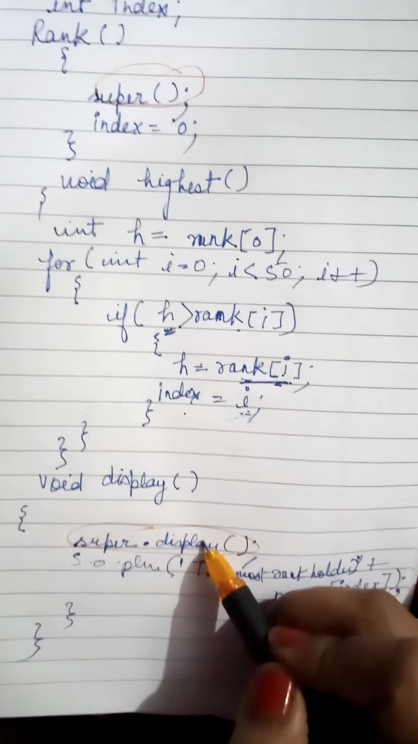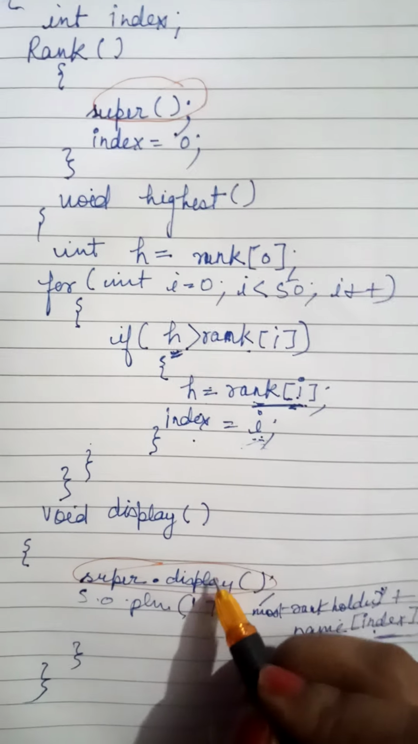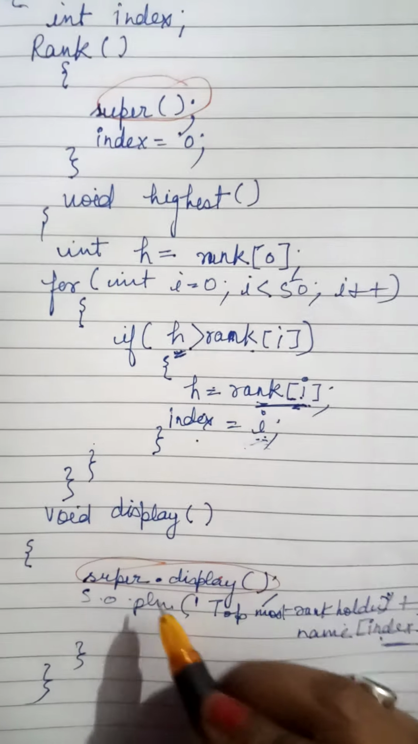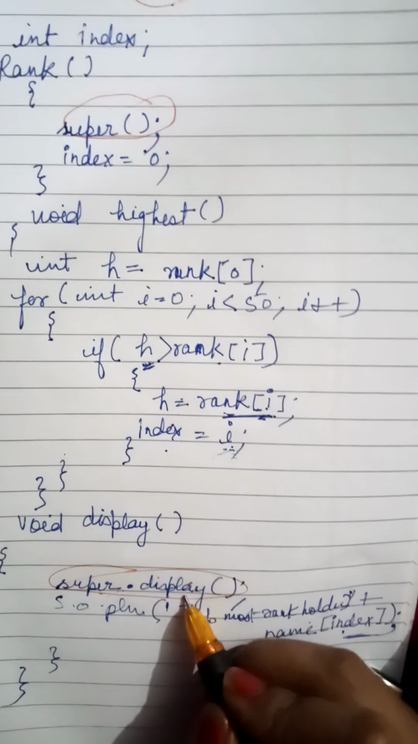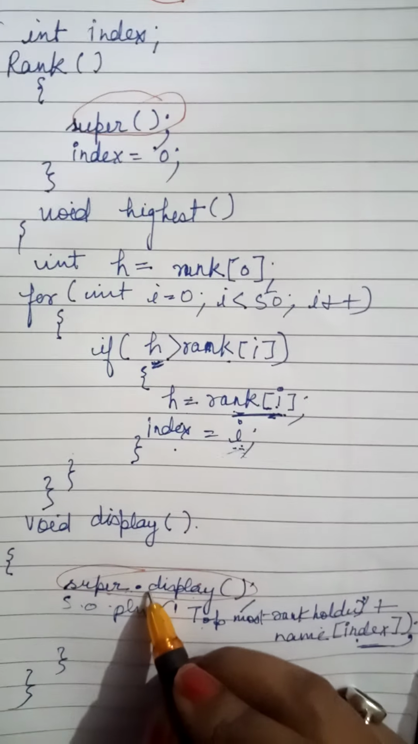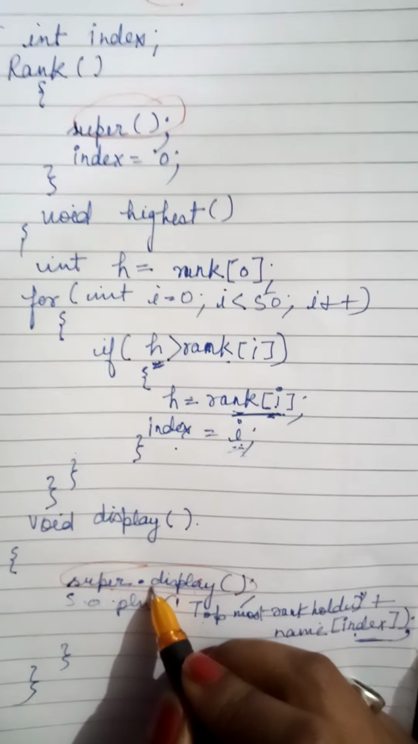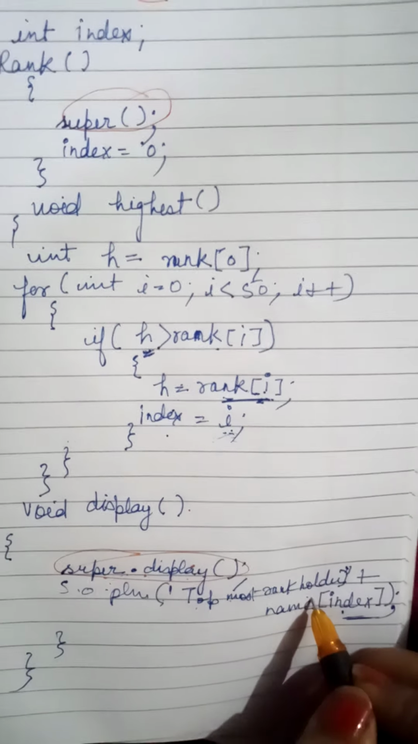Now we have to display all the names and ranks. That's why we have called the display method of super through the super keyword. Okay, if you are going to write only display, then the display of the subclass will be called. Okay, so you need to call the display method of the superclass. You will be writing like this, and then System.out.println this.